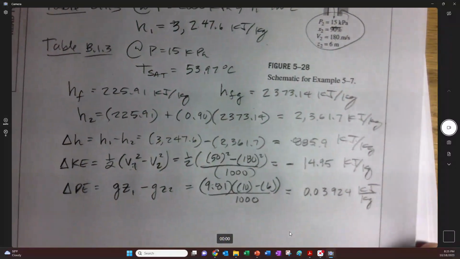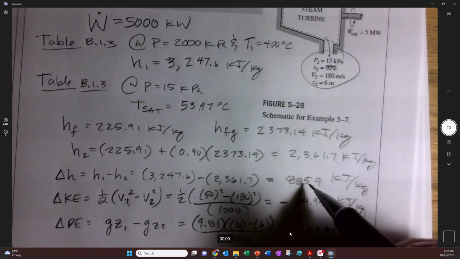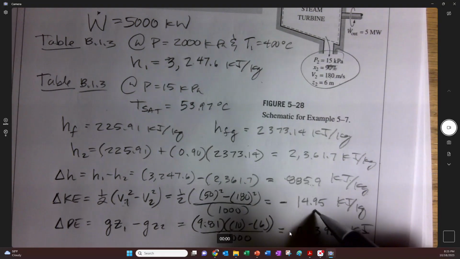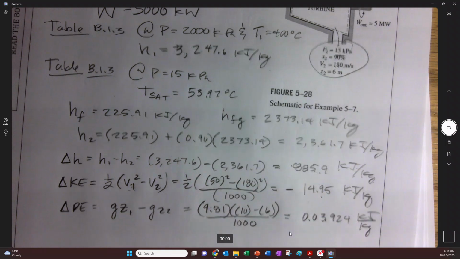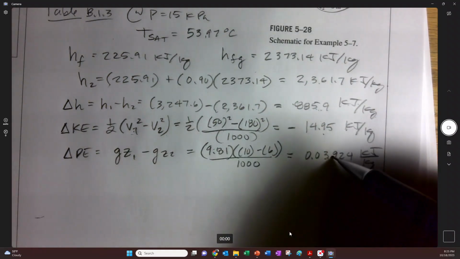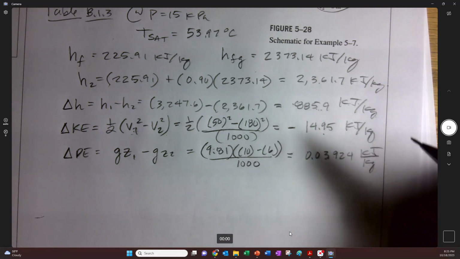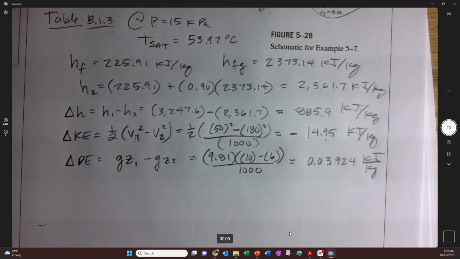Okay. So anyway, we'll compare this change in enthalpy, change in kinetic energy, and change in potential energy. And we say, well, obviously a change in potential energy doesn't matter. If that's 4 meters, that's more than 12 feet. That's math. So it's not a big deal.